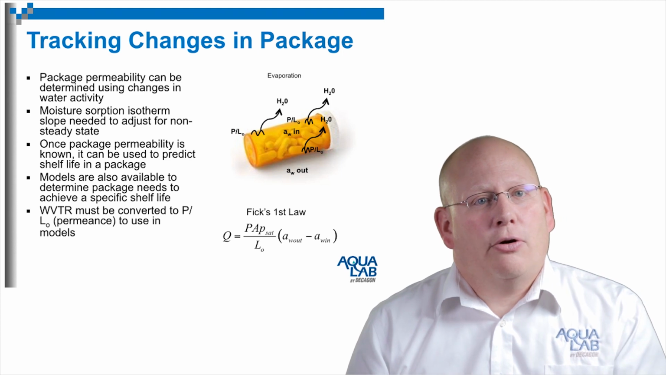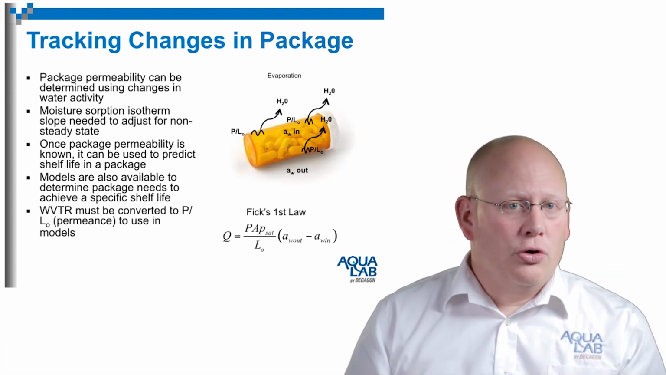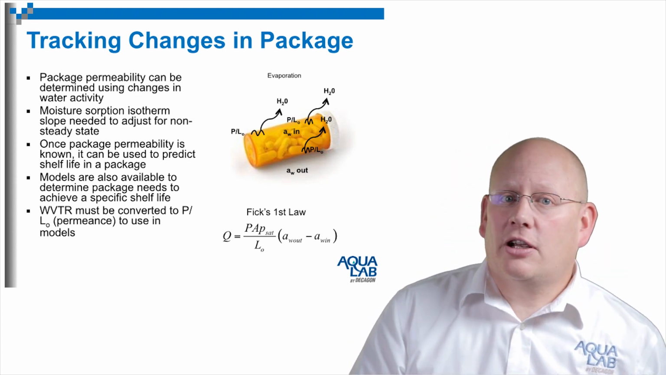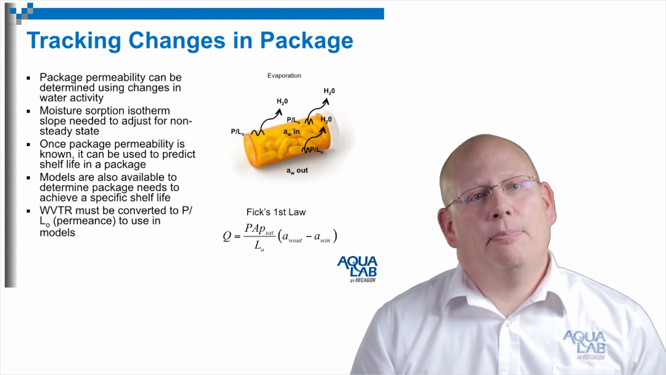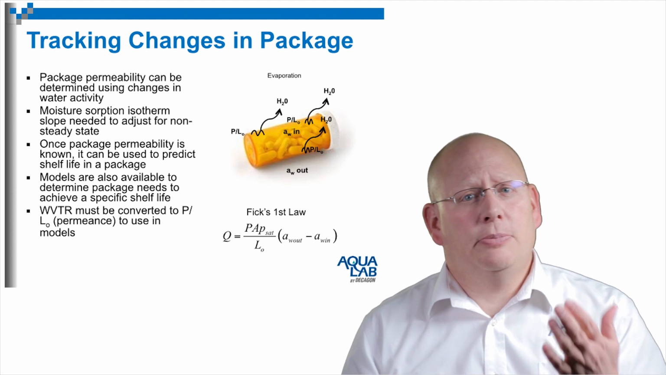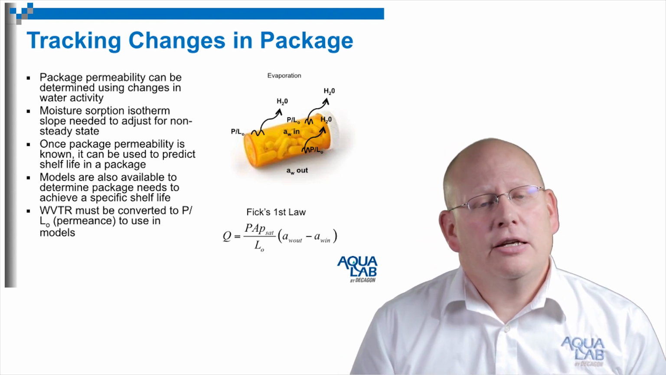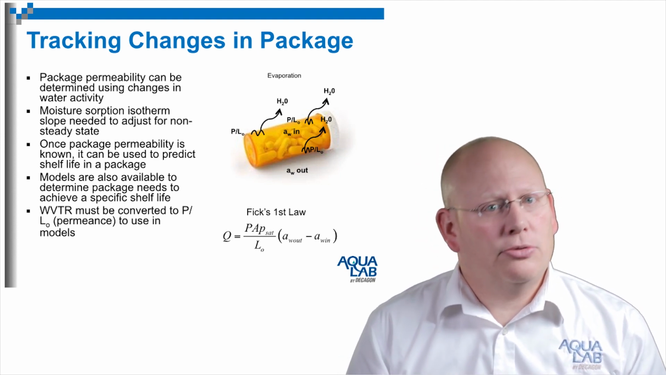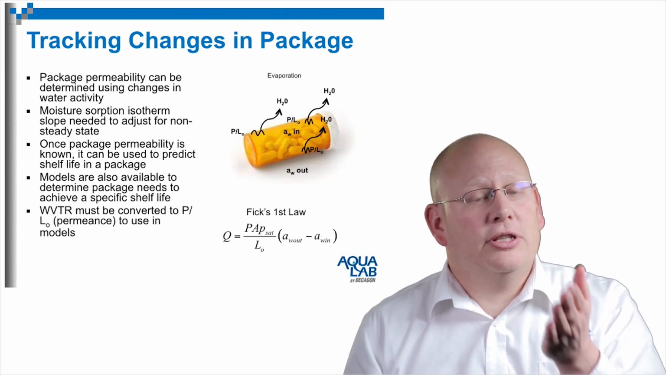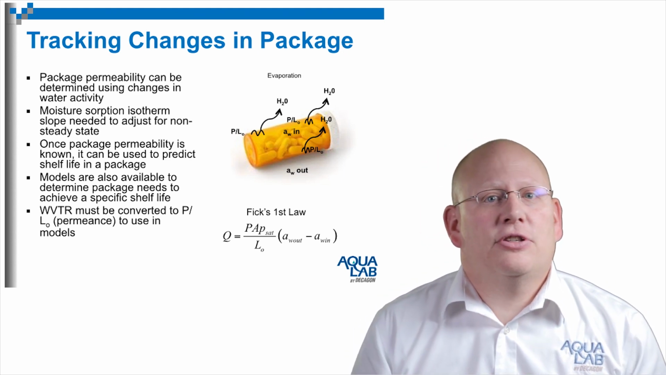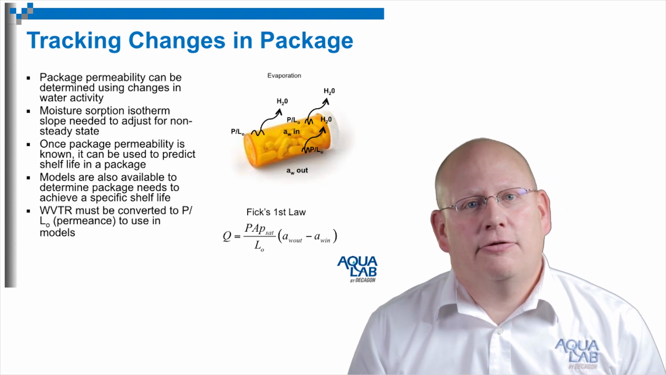Once you've decided or figured out what that is, and you know the water vapor transmission rate, you do have to convert that into terms that can be used, permeance being the one that would be able to be plugged into Fick's first law. You can't plug water vapor transmission rates into those models because they aren't derived from first principles and they don't account for the differences in vapor pressure inside and outside the film.